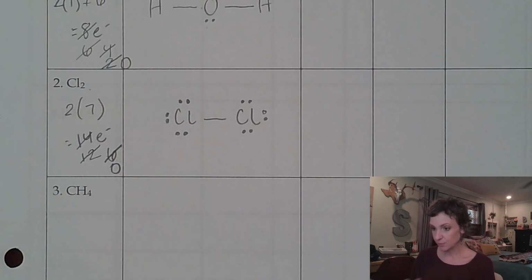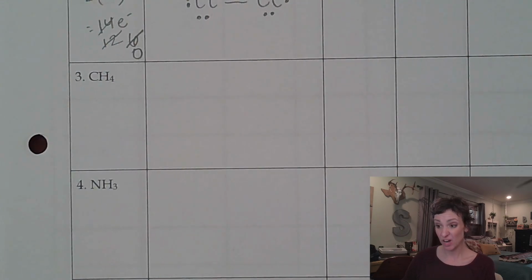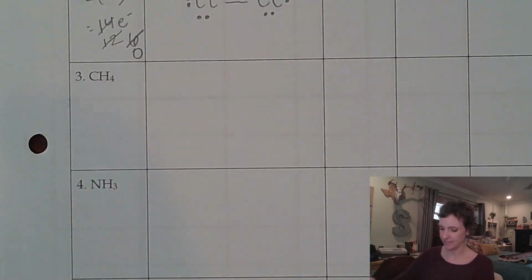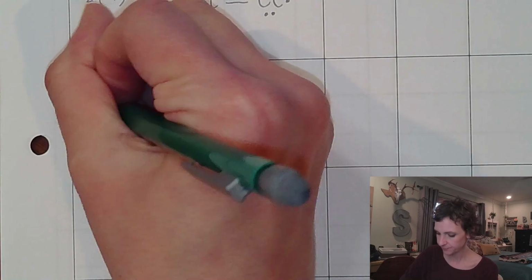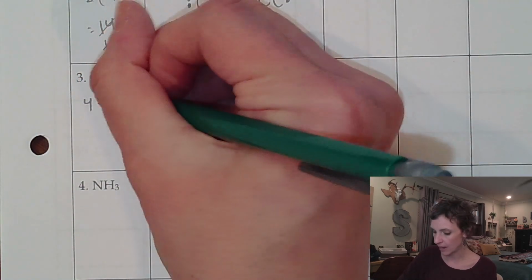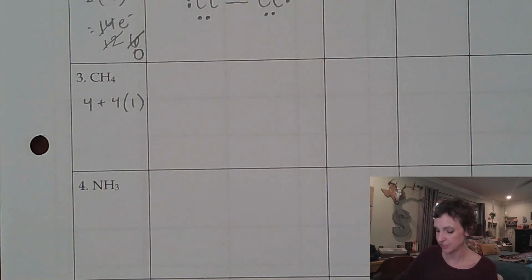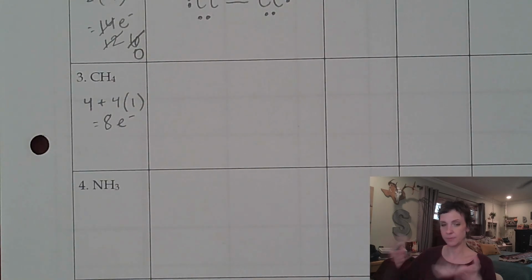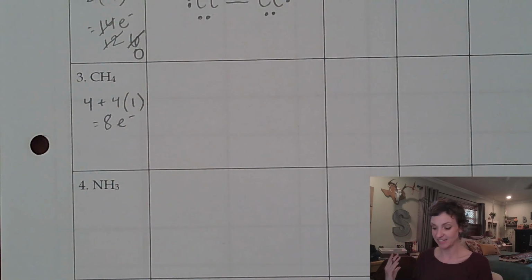Okay, next one. I've got CH4 for carbon tetrahydride. So I'm looking for carbon. Carbon is great. He has 4 valence electrons, and there's only 1 of him. And then hydrogen, we've talked about before. Hydrogen has 1 valence electron, and we have 4 hydrogens, each with 1 valence electron. So the total number of electrons here to distribute throughout this molecule is 8.